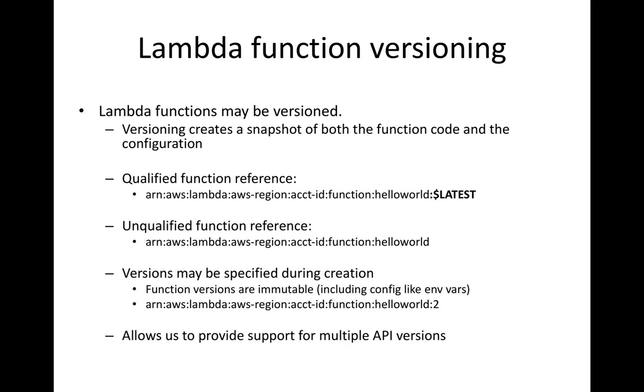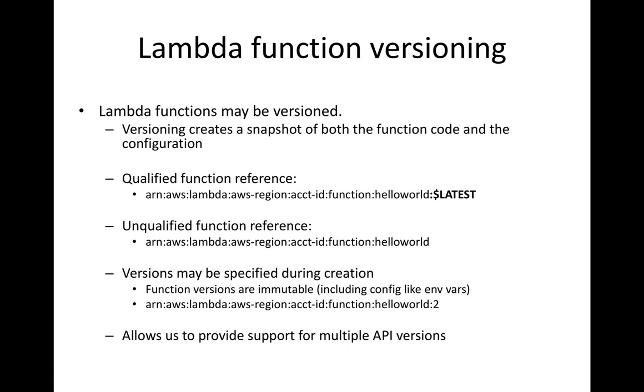You can see in this slide that when you're referencing a Lambda function, you can either qualify it with a version, such as the latest version, or you can just simply state that you want to invoke the Lambda function, and then it's an unqualified reference, and AWS will invoke by default the latest version. When you're creating Lambda functions, you can specify a version that you want to associate with that function. So you create a new function, you can say, this is version 2 of my Lambda function.